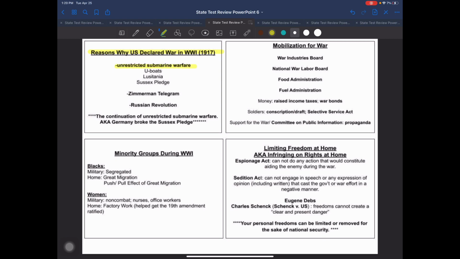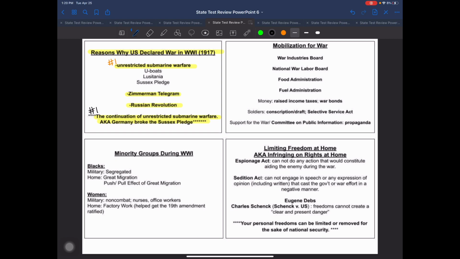Unrestricted submarine warfare is the first thing that's listed here. And then we have the Zimmermann telegram, the Russian Revolution, and down here I have stars beside the continuation of unrestricted submarine warfare and Germany breaking what was called the Sussex Pledge. Now, getting back up here to unrestricted submarine warfare, I want you to write number 1 beside it. And also down here, number 1 beside the continuation of unrestricted submarine warfare.